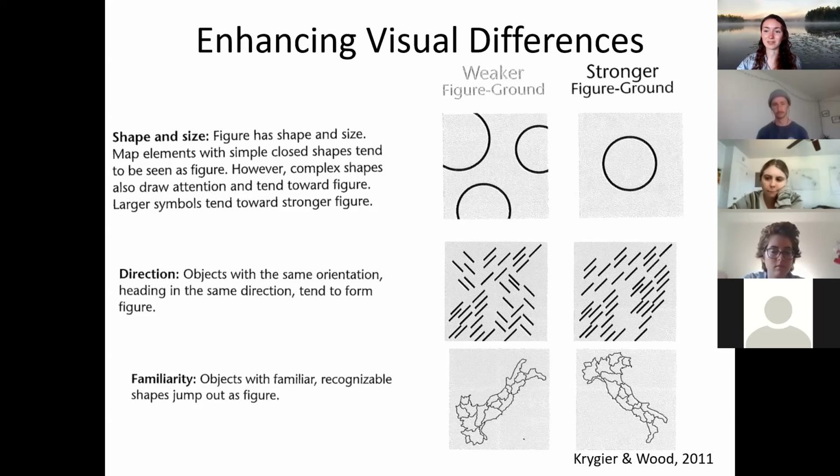Also familiarity. So I know I flipped the map upside down and told you north could be down, but I wouldn't recommend it because no one's going to know what they're looking at. So in this case, we have Italy, and when it's flipped upside down, I would have never guessed that that was Italy. But when you put it in the correct orientation, subjectively, you can definitely tell that that's Italy. So using familiar, recognizable shapes will make them also stand out as figure.